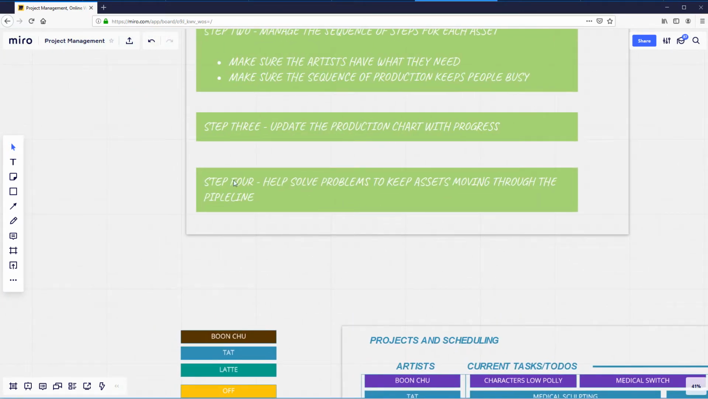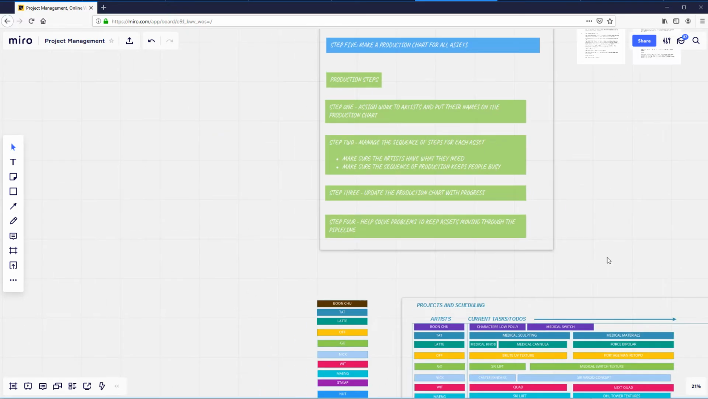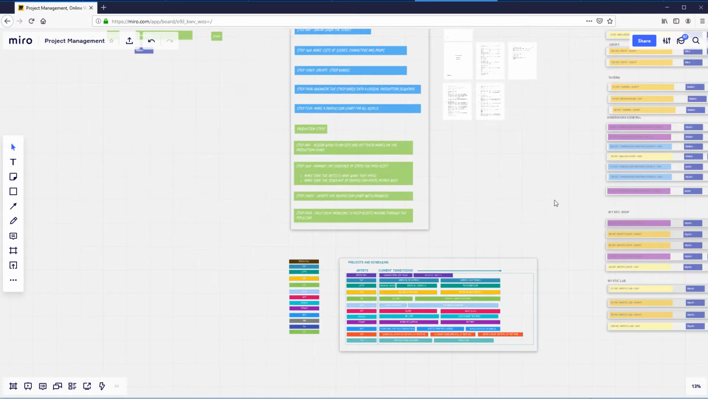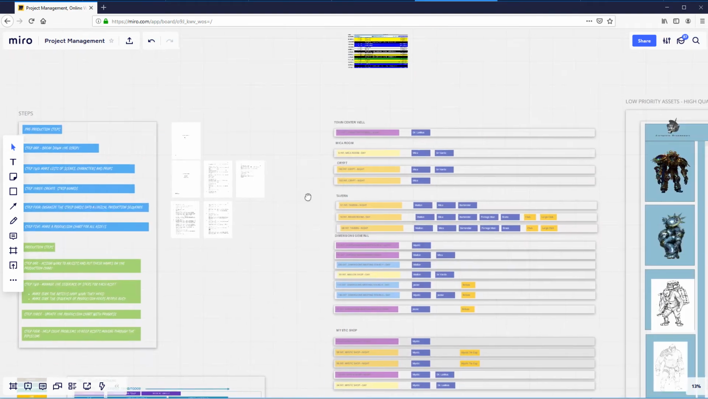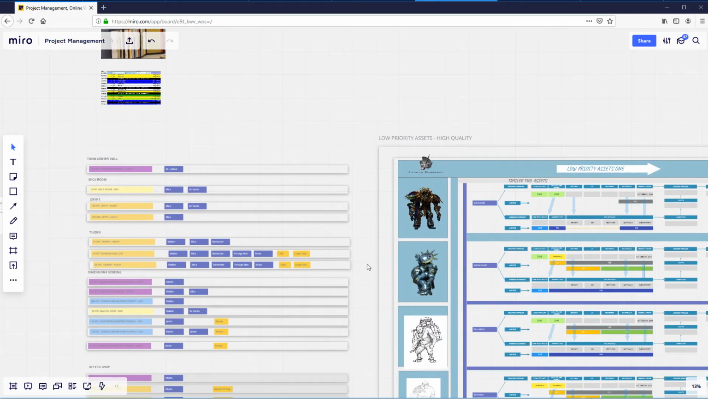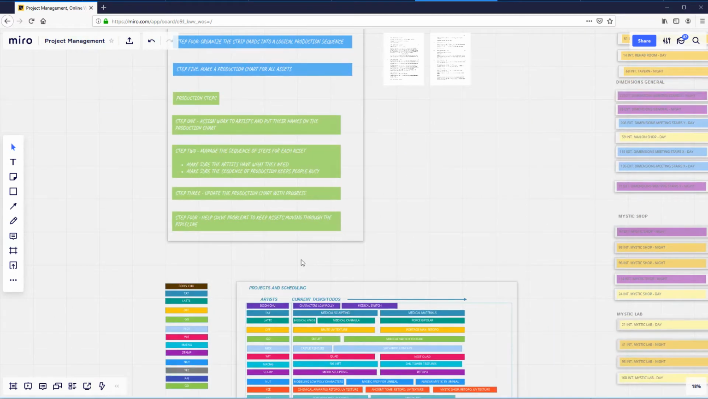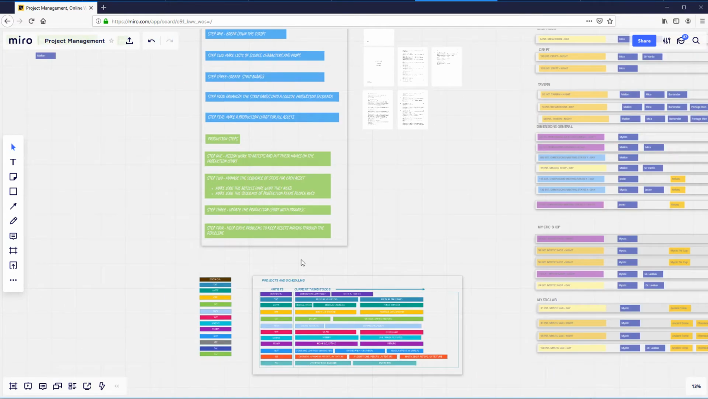So step 4, resolve problems to keep assets moving through the pipeline. To do that, you've got to communicate, you've got to check, you've got to look at what people are doing and make sure that they're not stuck somewhere. They will have a tendency to try to sort it out themselves first. That's natural. But if it looks like they're getting stuck on something too long, it's time to step in and see if they need some help, get pointed in the right direction. Okay? So that's pretty much that.